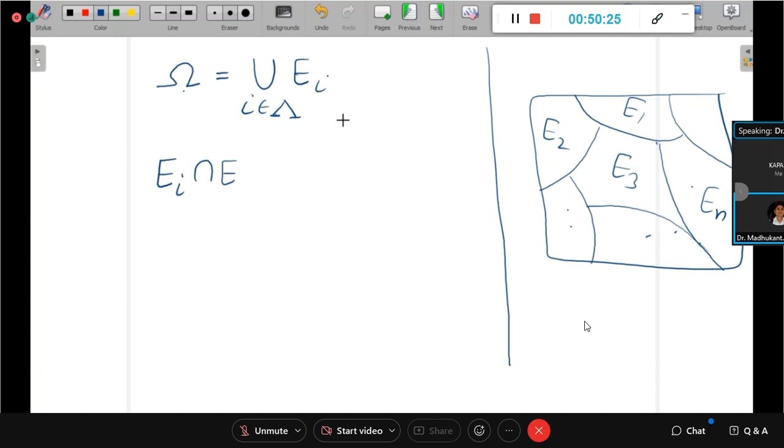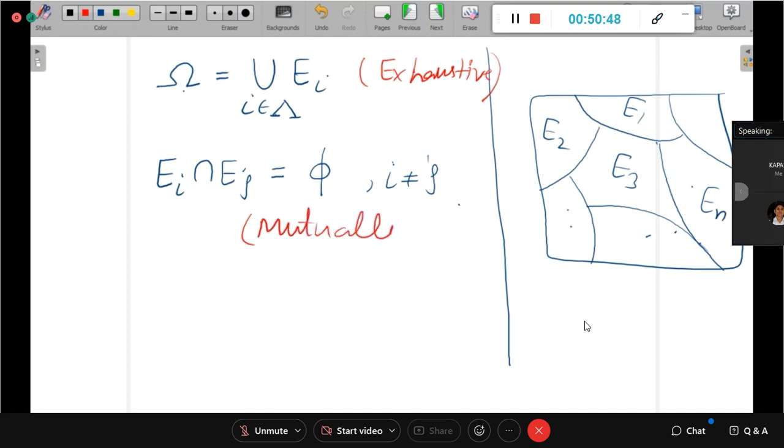The second thing is mutually exclusive, which means you take any pair of events from this set, and their intersection is a null set for i not equal to j. That's the meaning: this is the exhaustive case, and this is mutually exclusive.